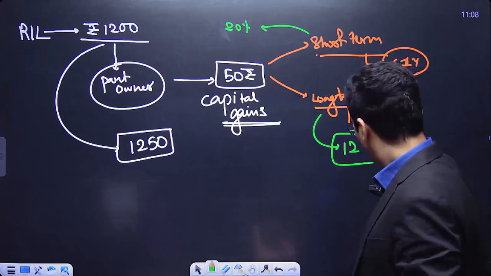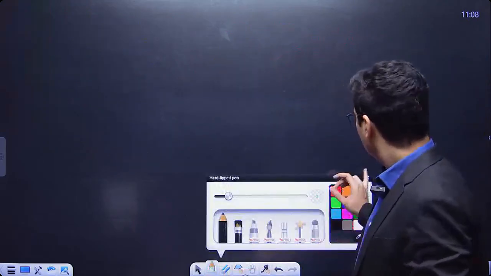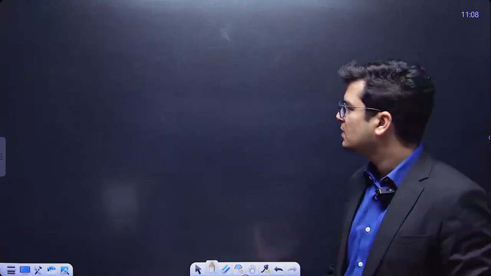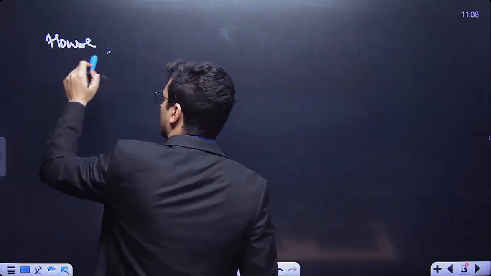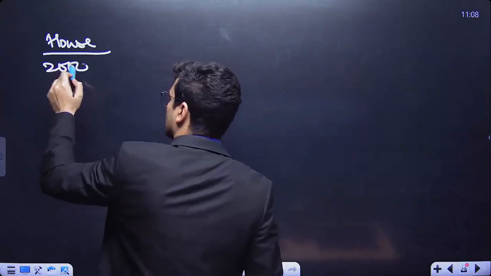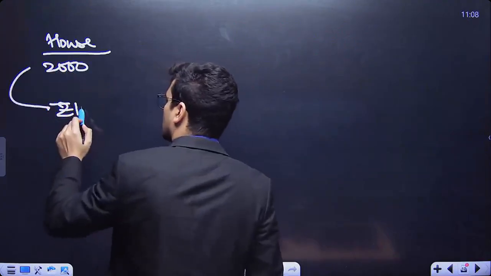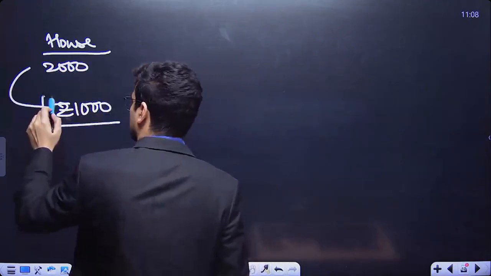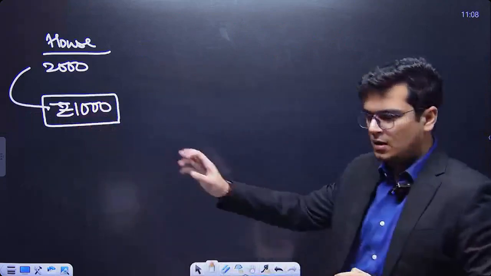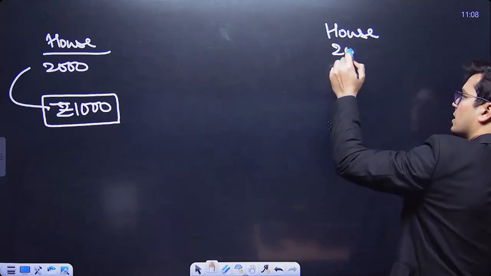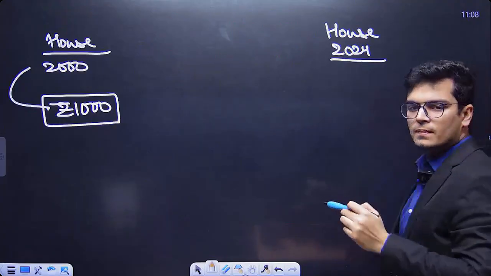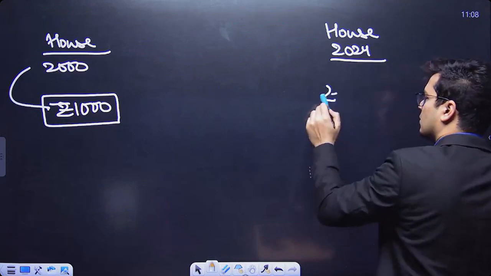Now, what was that controversy? Let's say I bought a house in the year 2000 for rupees 1000. Okay? I sell that house in 2024 for rupees 20,000.